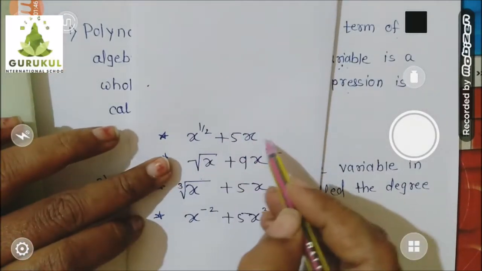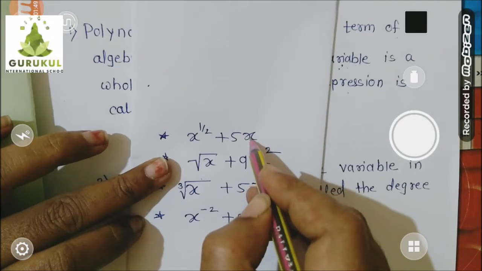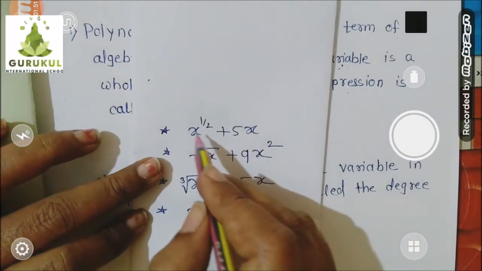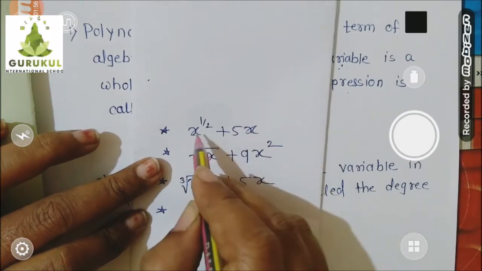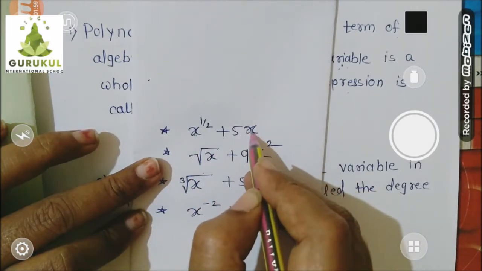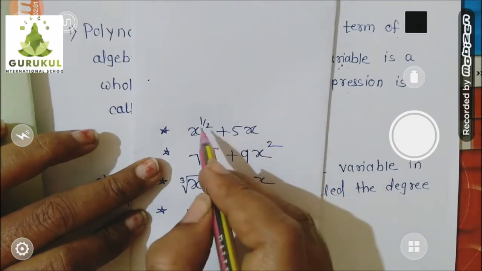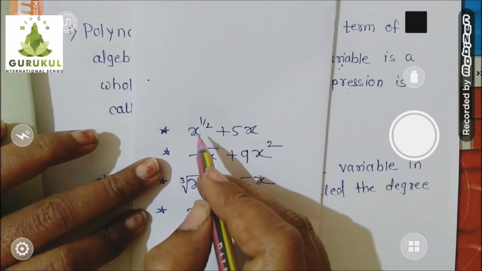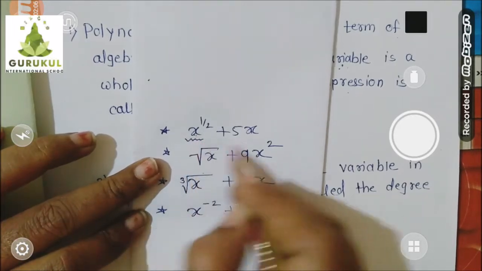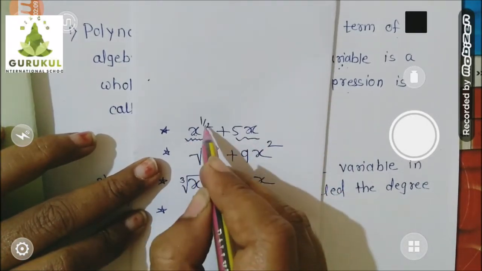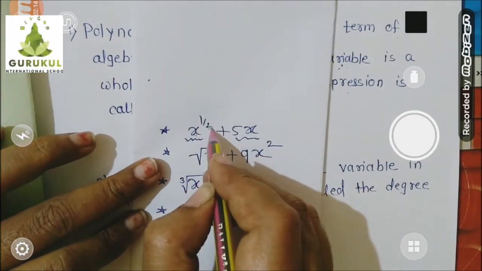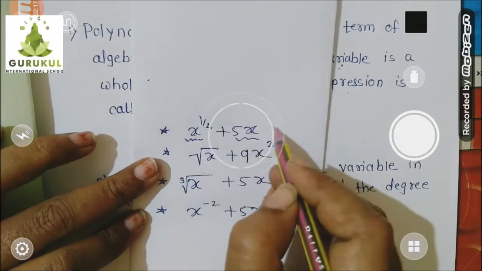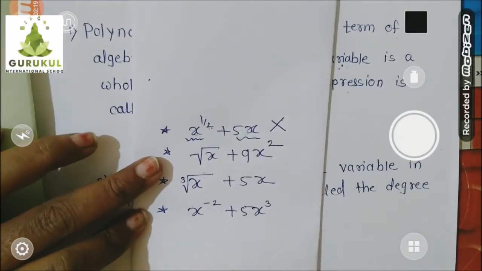Okay, let's proceed further to the third. Now let's check whether this is a polynomial or not. Children, first condition, they should contain only one variable. Yes, both the terms contain only one variable x. Second, do they have a whole number index of the variable in each term? Let's check. There are first term, second term. In the first term, the index of the variable x is half. Is half a whole number? No. Half is not a whole number, and that's why this is not a polynomial.